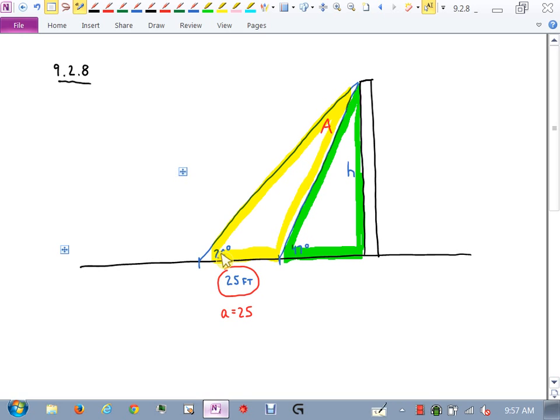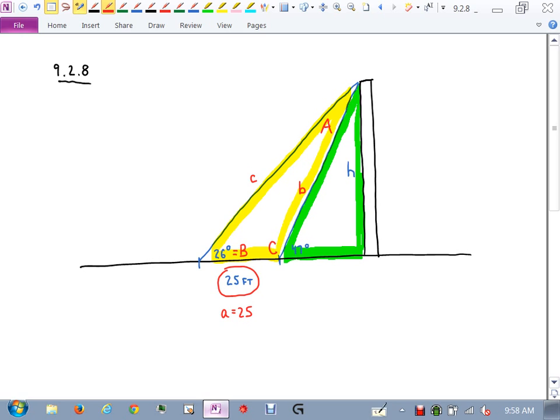We can't use A though, right? Because we already have A. This capital B forces this angle right here to be called capital C, which forces this side over here to be little c. And then this side right here, little b, right? Do y'all see my triangle I've drawn here?